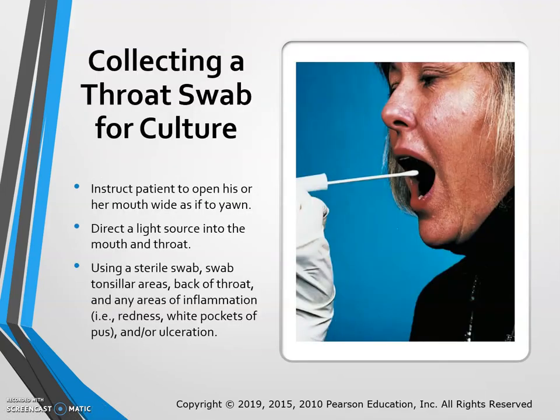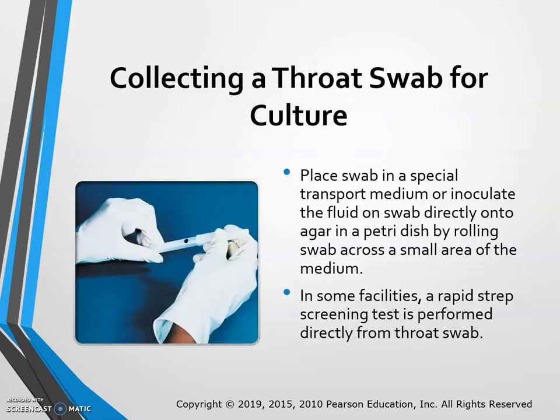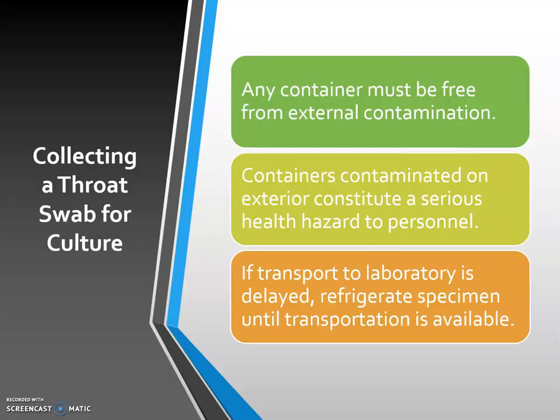We're going to instruct the patient to open his or her mouth wide as if to yawn, direct the light source into the mouth and throat, and using a sterile swab, swab the tonsillar areas, back of the throat, and areas of inflammation, redness, white pockets of pus, and or ulcerations. You're going to place the swab in a special transport medium or inoculate the fluid on the swab directly into an agar in a petri dish by rolling the swab. Generally, this is collected as a dual tip swab, so one can go to microbiology and one can be used for rapid strep screening tests directly from the throat swab itself.